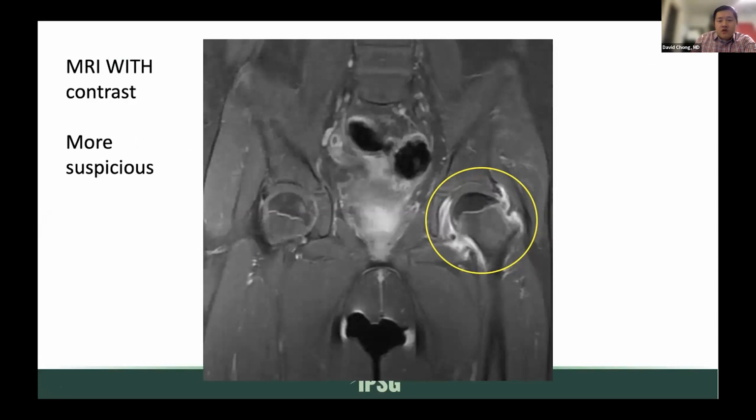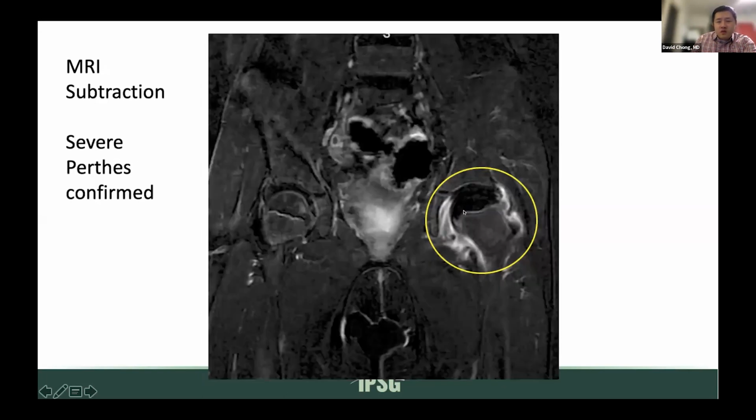You get the MRI with contrast, and you start to notice some more changes here. You can see compared to the other head, this one's a bit darker now. It still may not look that bad, but we're a little bit more suspicious. You get the subtraction, and now you can confirm that this entire head is nearly involved. There is almost no blood flow to this head at all.